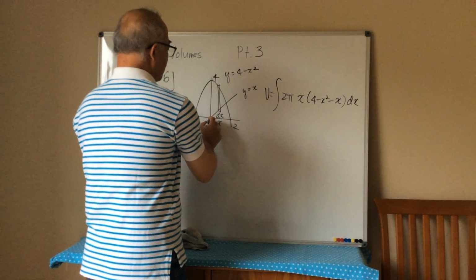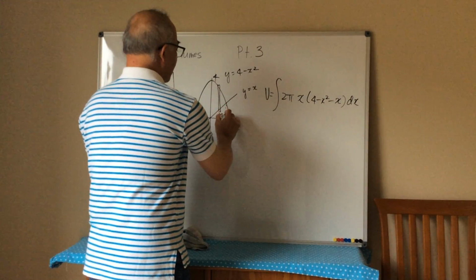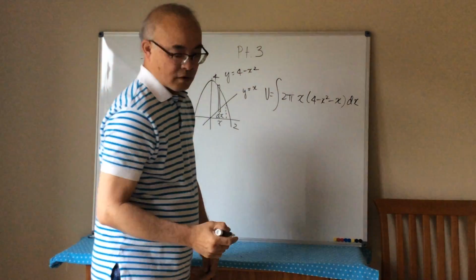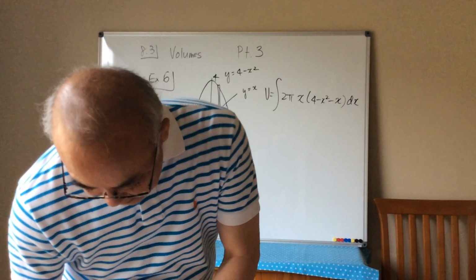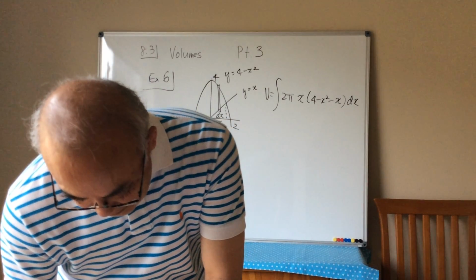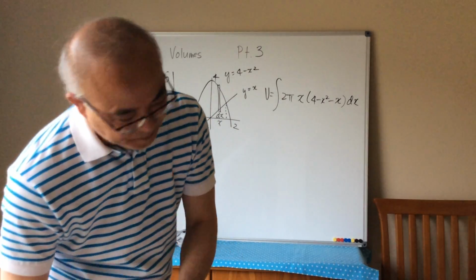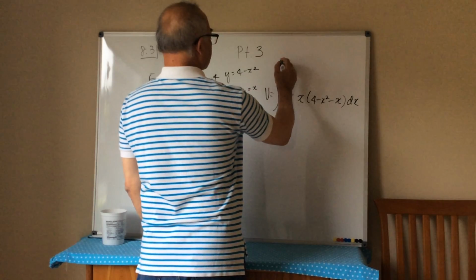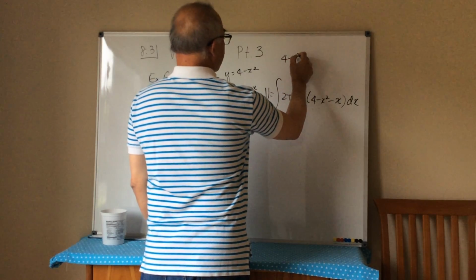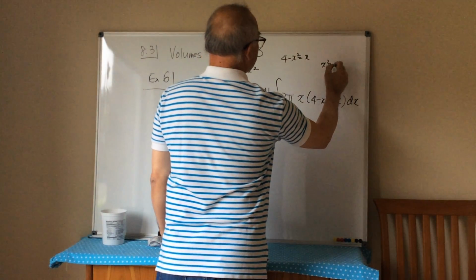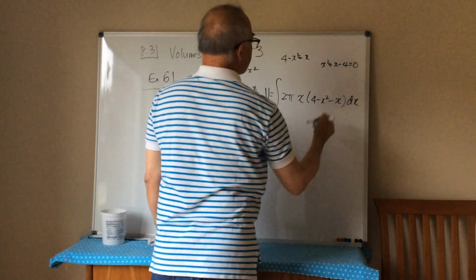So we're going to go from where to where? From 0 to, oh, we need to find out where that is. What happens when these two are equal to each other? So we put these equal to each other: 4 minus x squared is equal to x. Move this over, and I get x squared plus x minus 4 is equal to 0.